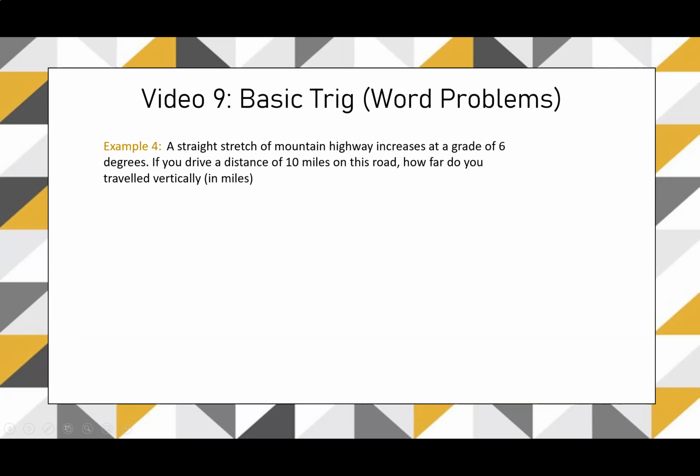All right, example 4. And this looks like our last one that we're going to do mathematically, and then I want to look at some pictures just so we know we can set these up correctly. All right, a straight stretch of mountain highway increases at a grade of 6 degrees. Let's draw our z. So we're increasing at 6 degrees. If you drive 10 miles on this road, how far have you traveled up vertically in miles? Well, we still care about this distance right here, so that's going to be our x. All right, this one we don't have to find that angle because it's already set up beautifully for us.